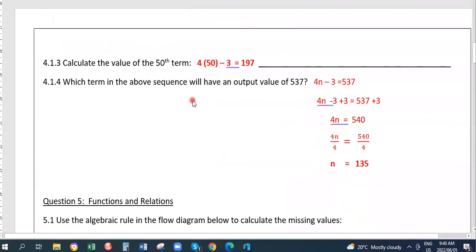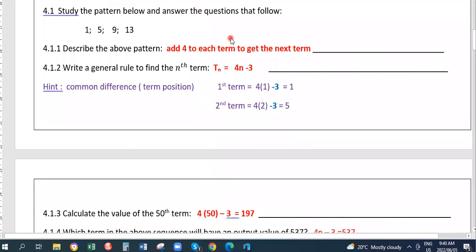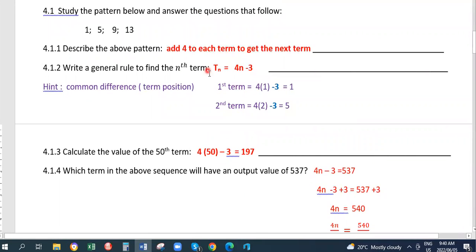To calculate the value of the 50th term, use your formula. Your formula was 4n minus 3. That's your general formula. So your 50th term means not nth term, not 50th. So in place of n, we're looking at the number 50. So 4 times 50 minus 3. So in place of n, we work with 50. So it's 4 times 50 minus 3.